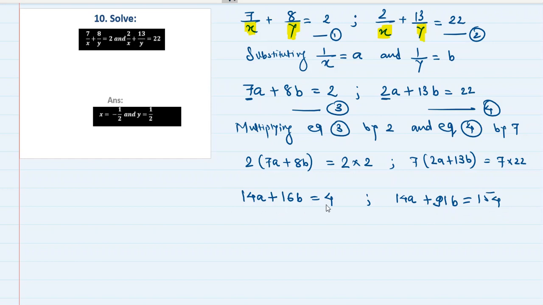So 14a plus 16b is equal to 4 will be equation number 5, and 14a plus 91b is equal to 154 will be equation number 6. See how many equations we are getting. Now since we have equated the coefficients, what is their sign? Both the equated coefficients have plus sign. So if they have the same sign, what do we do? We subtract them.